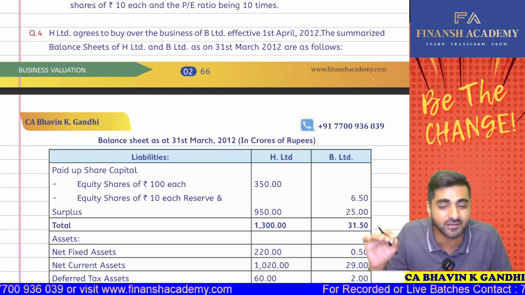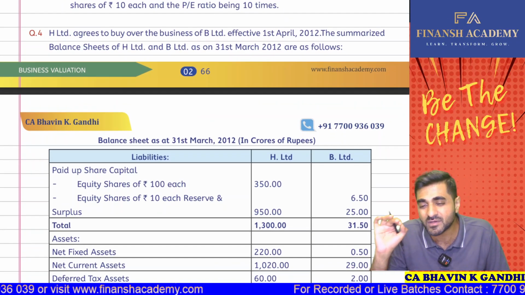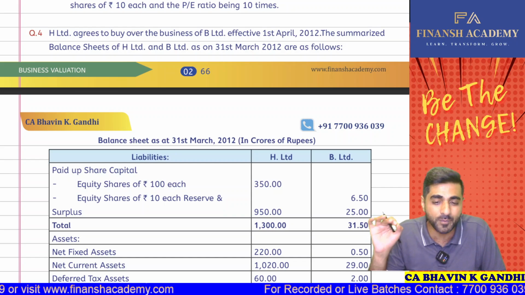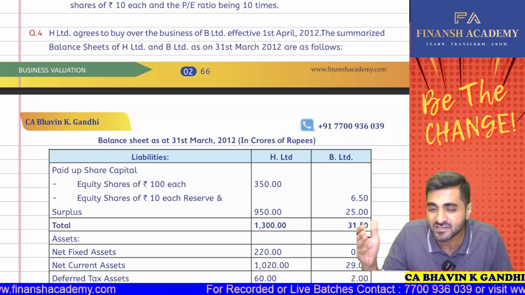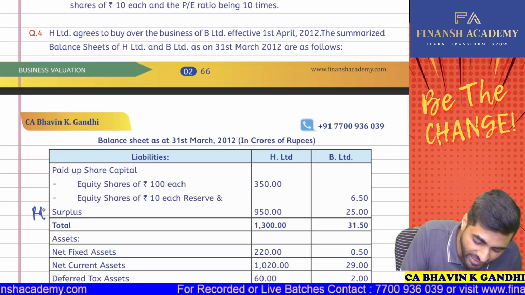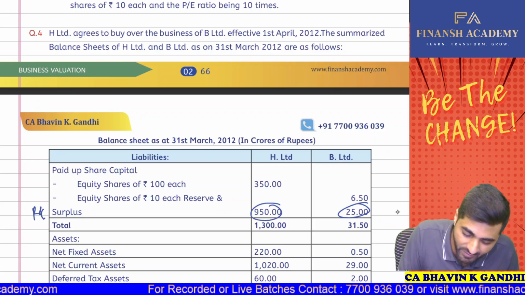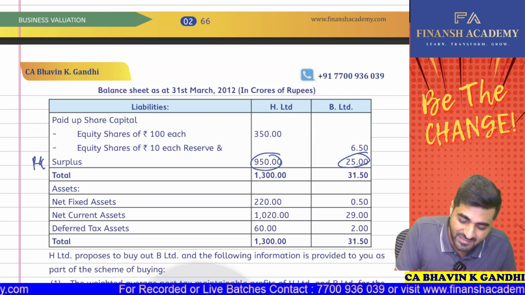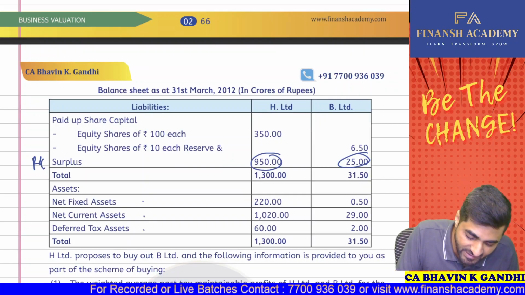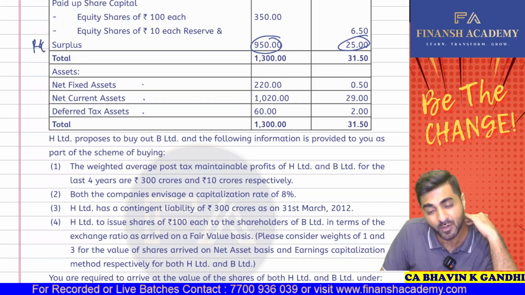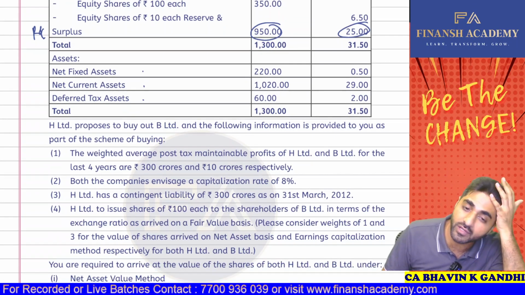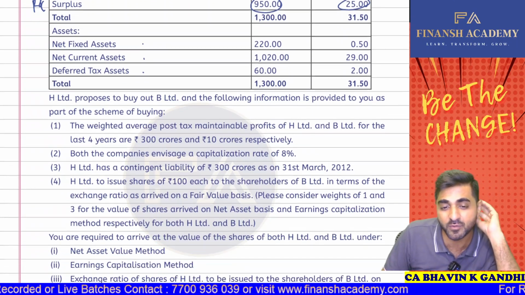So we have paid up share capital, in which there is equity share of rupees 100 each, 350 crores, and equity share of rupees 10 each, which is 6.5, and then there is reserves and surplus, which is 950 and 25. Then on the asset side, we have net fixed assets, net current assets, and then we have deferred tax assets, which they have mentioned. H proposes to buy out B. Okay. And the following information is provided.